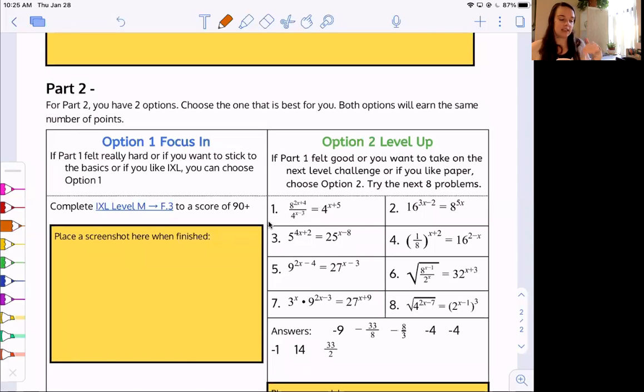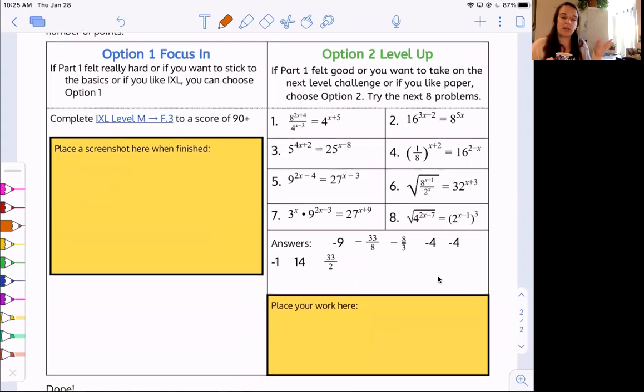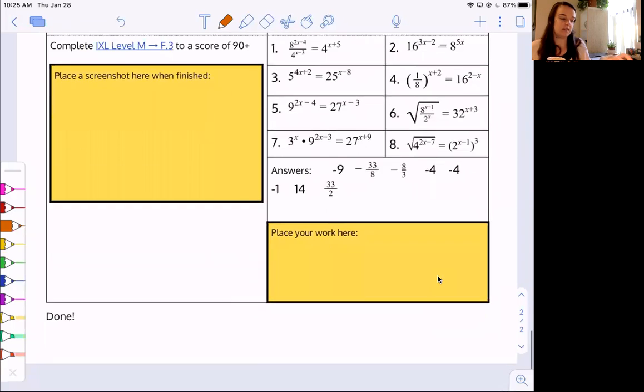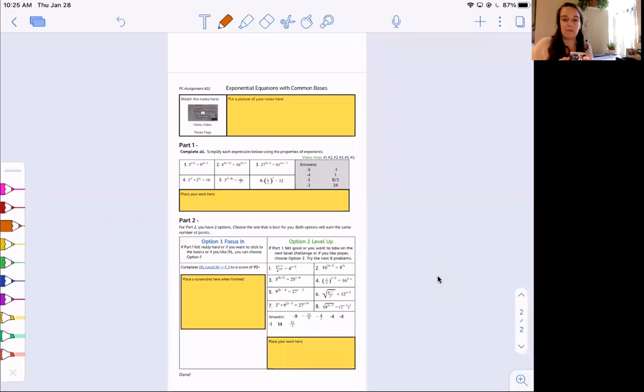If you want to go to the next level and take an additional challenge for yourself, you can try option 2, which is 8 additional problems on paper. They're a little more challenging, although not extremely challenging. So option 2 is on paper. So you can decide which one works best for your brain. Do you like the way that IXL challenges you, or do you want to continue working on paper? You have answers there. That is the end. It is all on one page. Check that out. It's all on one page. I'm real pumped.